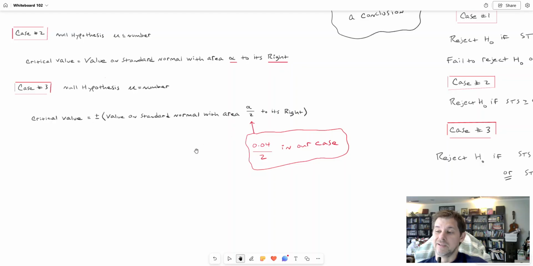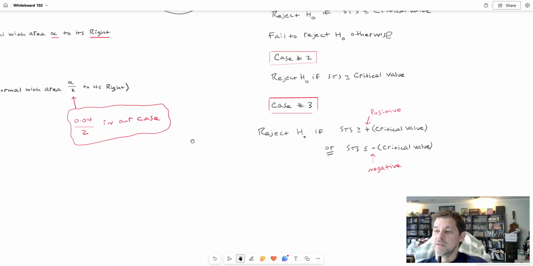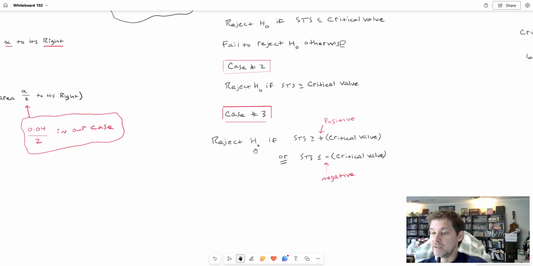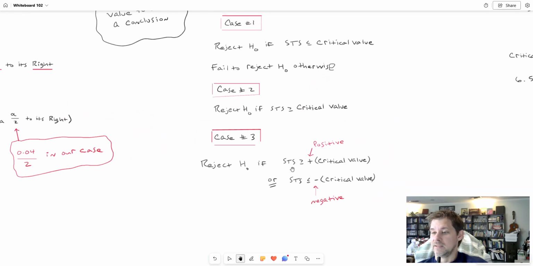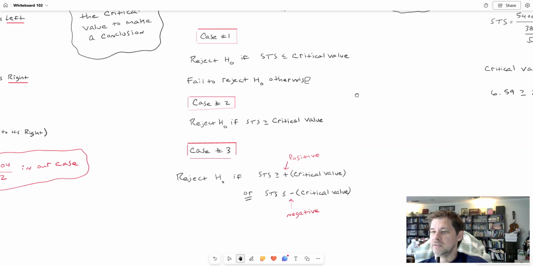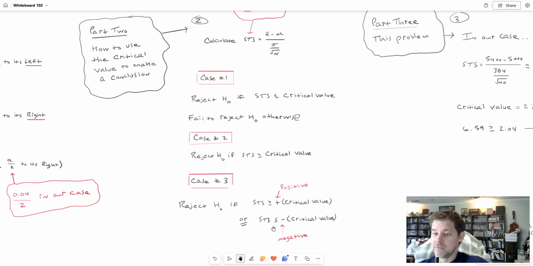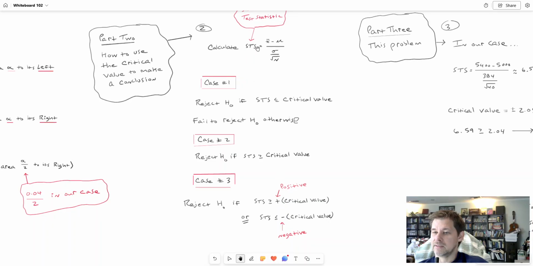So here's what you do. You reject the null hypothesis if the STS is greater than the positive, or if the STS is less than the negative. So if either of those happen, that's when you reject the null hypothesis. If neither of those happen, you fail to reject it. Okay? So let's look at our problem now. Okay, this is what you do. Calculate the STS, decide what case you're in again, and see if the STS is less than the critical value, greater than whatever these descriptions say.